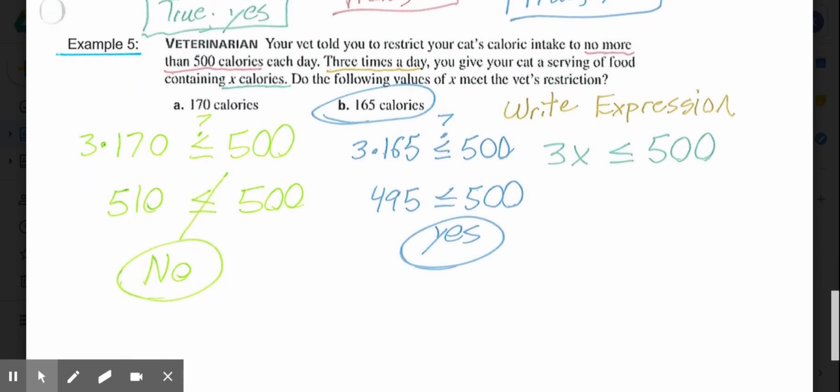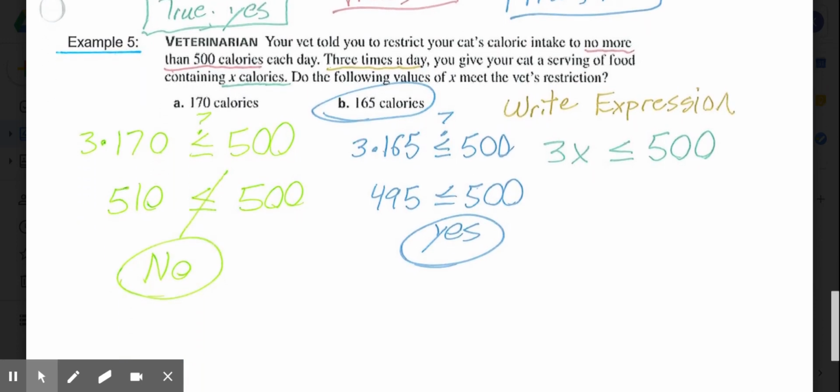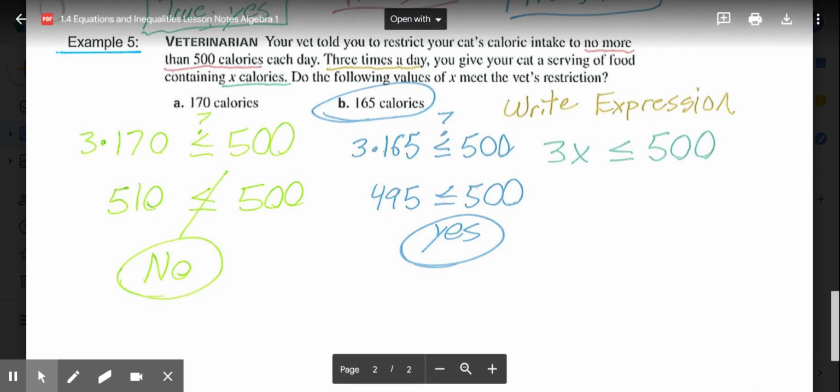And then our last example for today is example 5. It's a word scenario dealing with inequalities. So it's a veterinarian scenario. The vet told you to restrict your cat's caloric intake to no more than 500 calories each day. And that wording of no more than is important. Then it tells us 3 times a day you give your cat a serving of food containing x number of calories. Do the following values of x meet the vet's restriction?